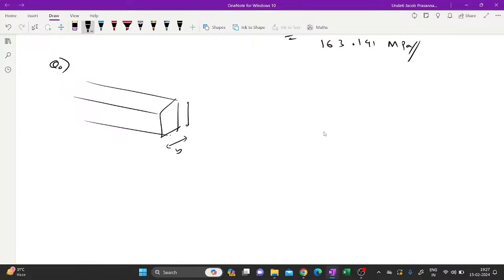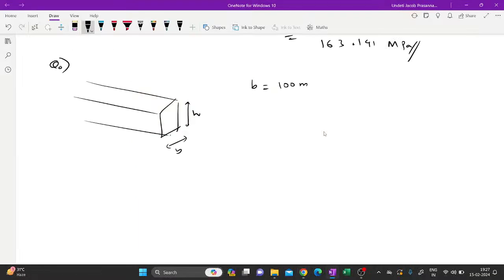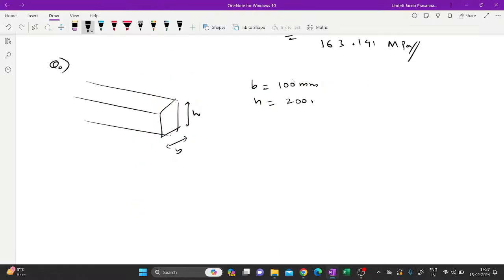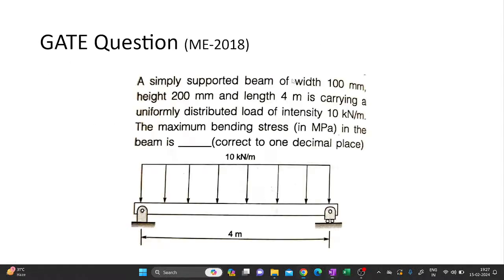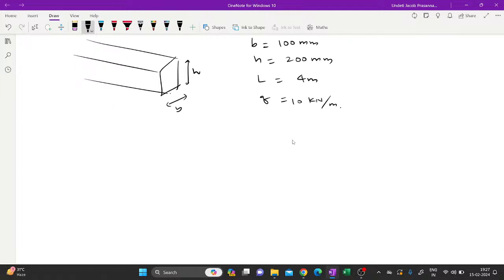So this is B, this is H. B, the width, is equal to 100 millimeters. H is equal to 200 millimeters. Length is equal to 4 meters, and the load intensity Q is equal to 10 kilonewton per meter. All the formulas we have seen already. So we have bending moment max equal to QL square by 8, right?